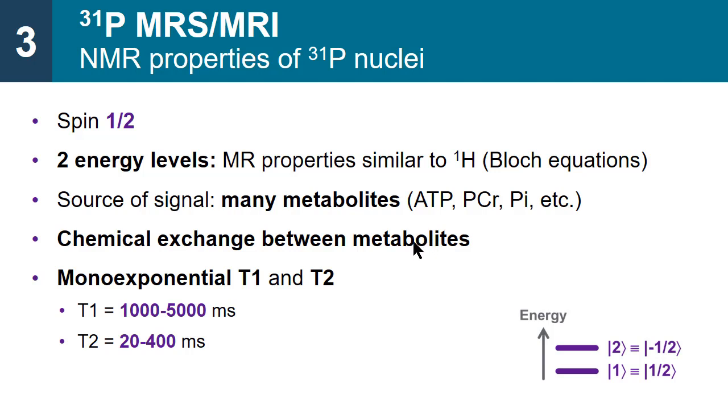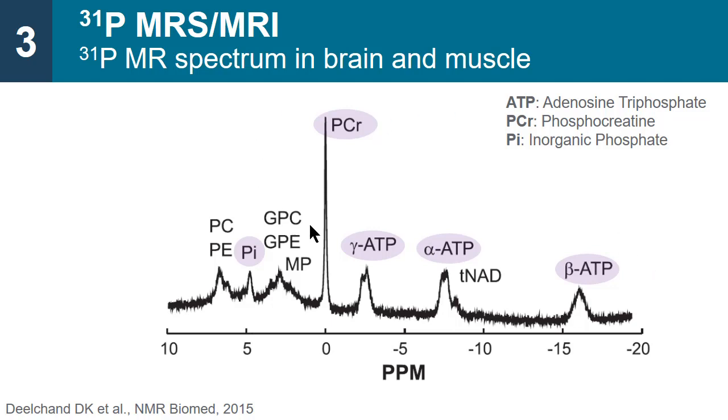So for phosphorus, I'm going to go quickly. Phosphorus is a spin 1/2, so you have 2 energy levels, like the proton. But you can have many sources of signal, for many metabolites, the ATP, the phosphocreatine, inorganic phosphate, and you can have chemical exchange between these metabolites. The relaxation is much longer than sodium, so you don't have to use UTE. So this is just an example of a spectrum in the brain. You have the PCr, three types of ATP, and the Pi, which are the main components.